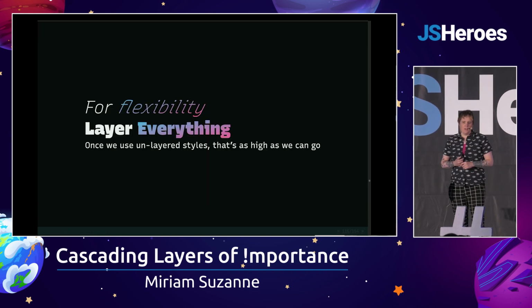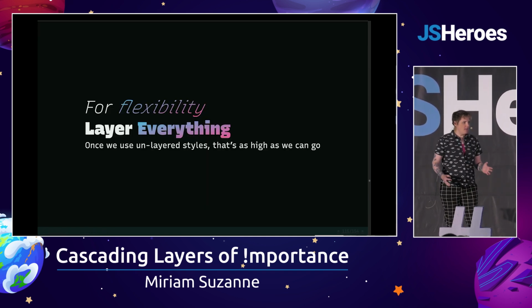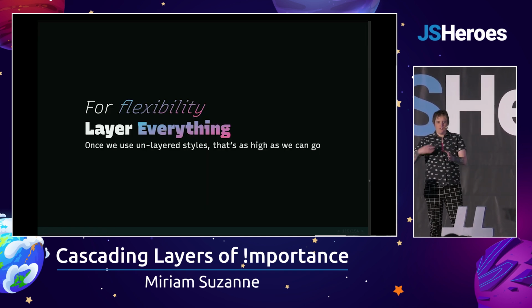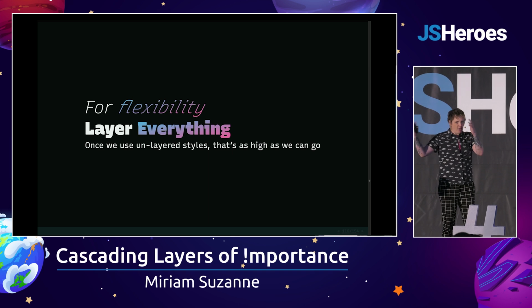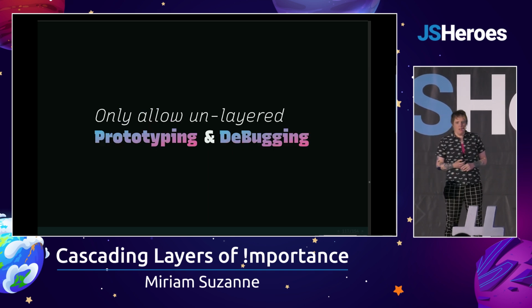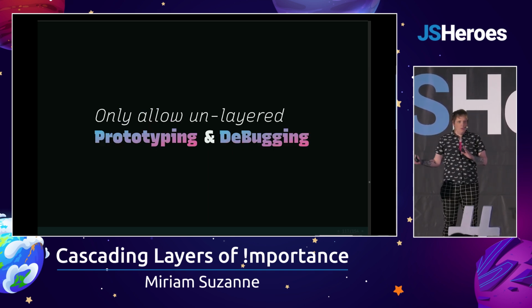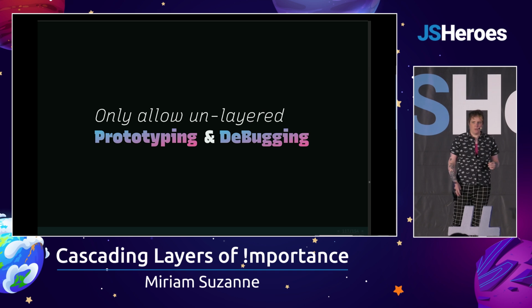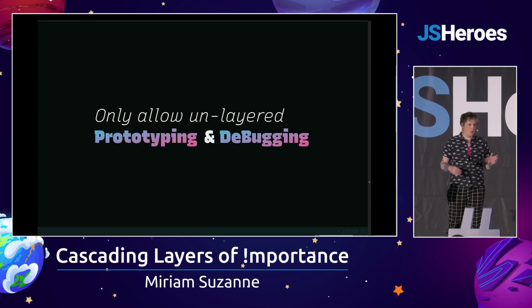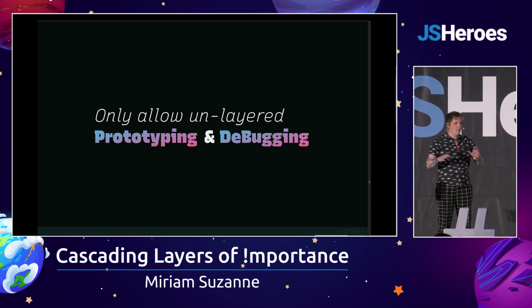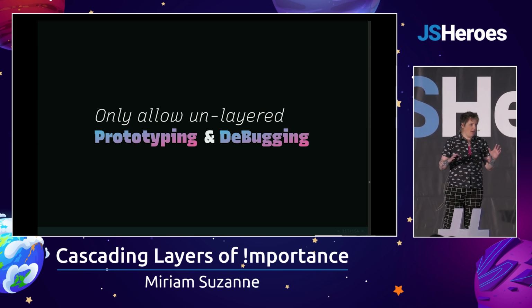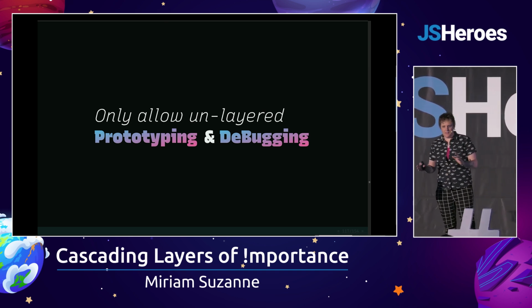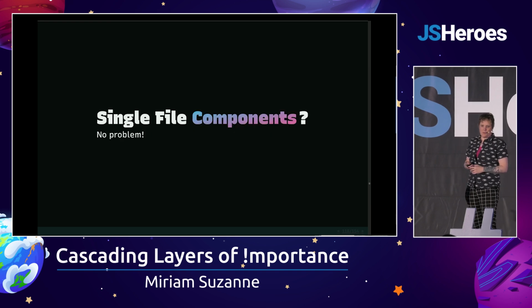Don't leave things unlayered. For flexibility, we want everything in a layer, because when we have unlayered styles, there's nowhere higher to go. But when everything's in a layer, we can still add more if we need to. So then I would only use unlayered styles in my local development for prototyping and debugging. I know that when I add an unlayered style, it will win over everything, so without having specificity fights, I can just quickly see what's going on.